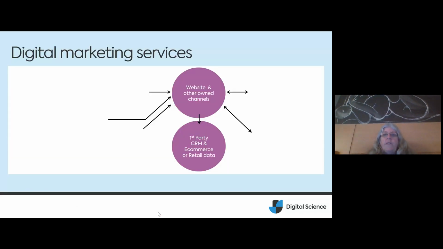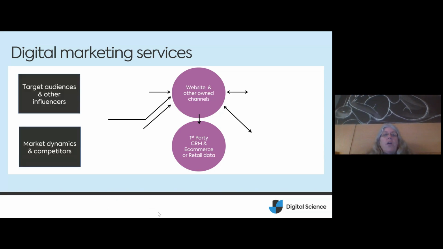So the digital marketing services that we offer, if you think about it from a point of view of having your own website and your own CRM system, and over on the left-hand side, I should have checked the slide building. It's not quite good. The arrows should have been at the end, so apologies for that.